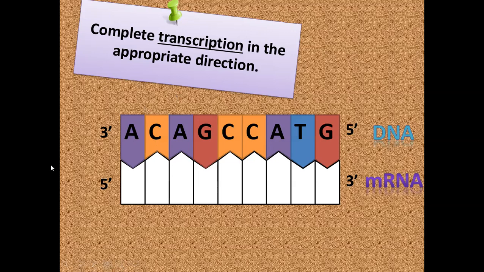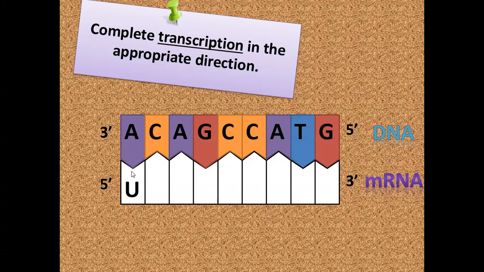The right direction is always from 5 to 3 prime. So in this case, I am going to go from this side, 5 prime, towards the 3 prime end, if I were doing this in reality. So I'm making RNA. Keep that in mind with what bases you need to use. If I have A, the base that is complementary in mRNA to A is U.